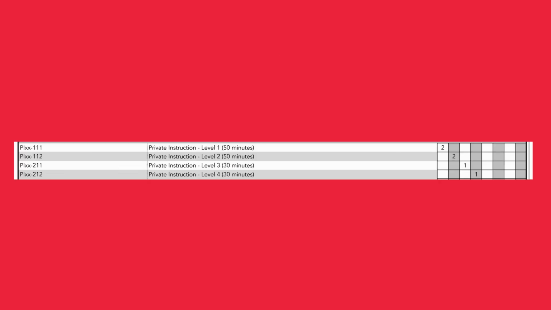All private instruction levels 1 through 4 should be done in each correlating semester, semesters 1, 2, 3, and 4, and your ensembles and labs can be completed at any time so long as you meet the requirements of having 4 ensembles and 2 labs by the time that you graduate.